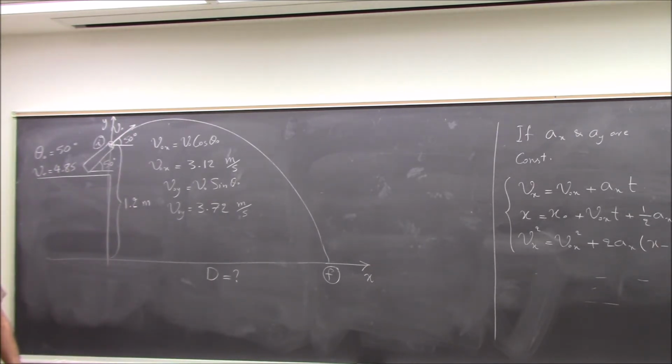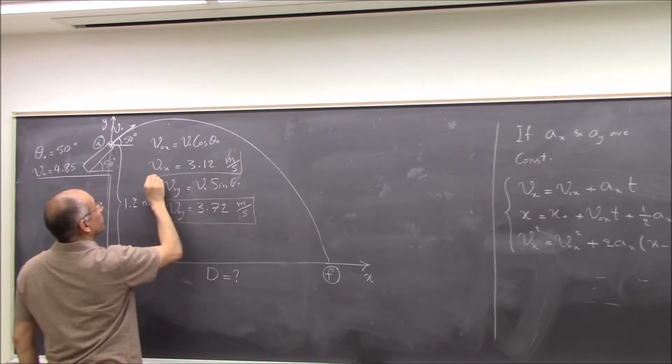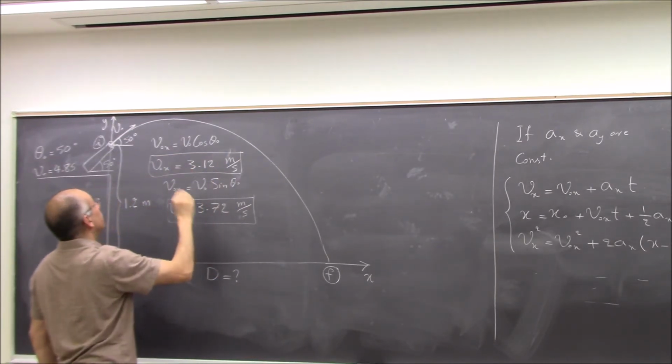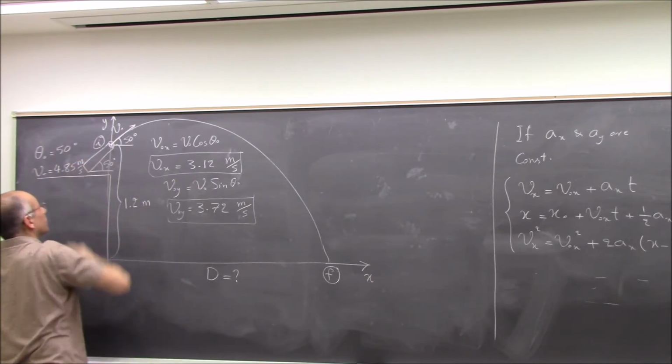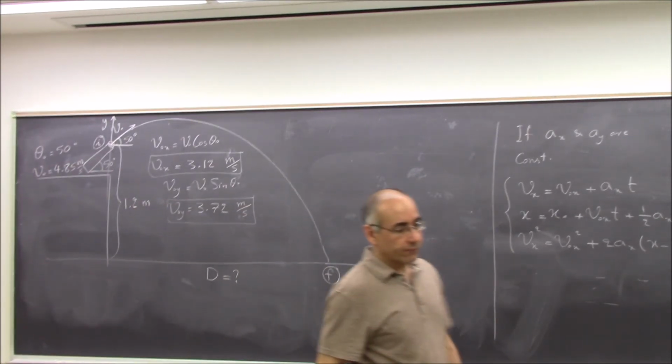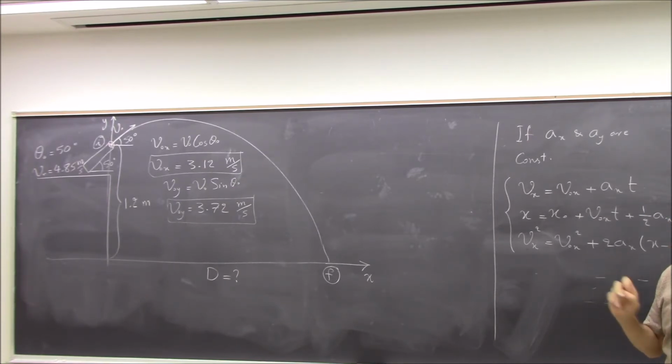All right. So now we know these values about the initial situation. Be careful that these are different from the V naught magnitude. It's not 4.85. That 4.85 is the magnitude of velocity, but it has two components. Each component is smaller than that, right? So these are about the initial velocities.